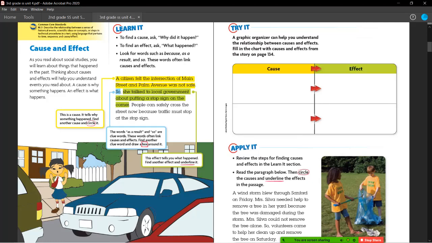To find a cause, ask, why did it happen? To find an effect, ask, what happened? Look for words such as because, as a result, and so. These words often link causes and effects.